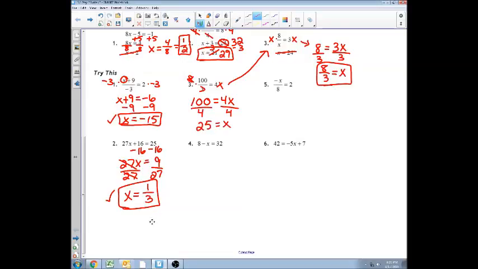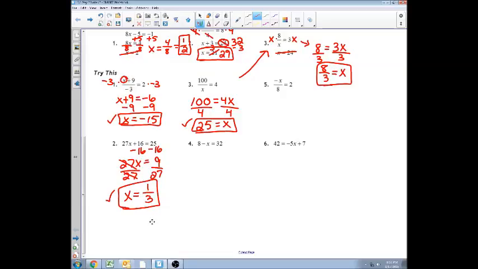Now I need to go ahead and take the 25, put it back in place for my x. So 100 divided by 25 would equal 4. That answer is good, and I checked it. What about number 4? Well, the 8 is the furthest thing from my x. That is a positive 8.